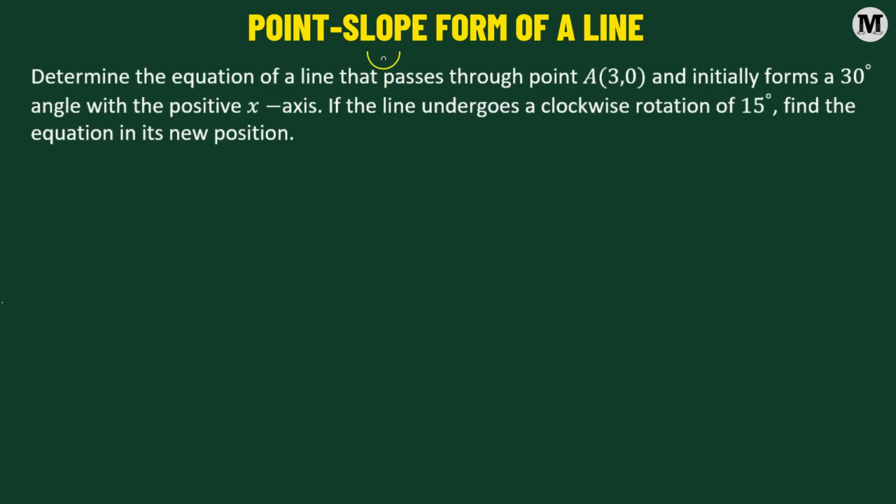Determine the equation of a line that passes through point A with coordinates (3, 0) and initially forms a 30-degree angle with the positive x-axis. If the line undergoes a clockwise rotation of 15 degrees, find the equation in its new position.